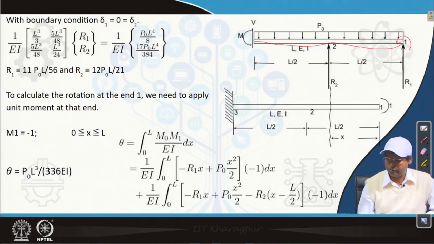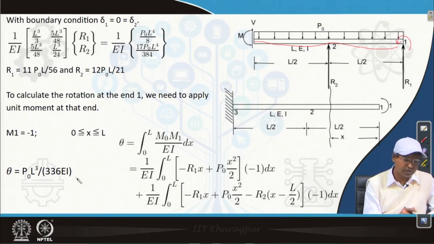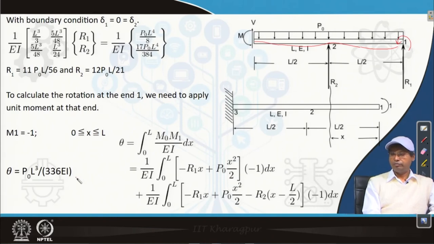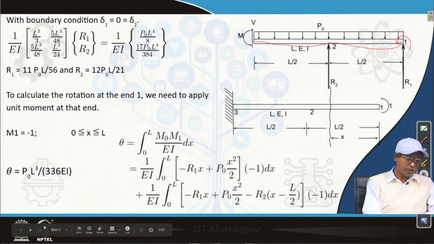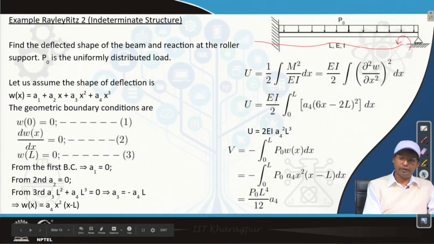For that, we need to apply a unit moment as it is shown here, and for that moment similarly it is minus 1 for unit moment, and we put those values and find out the integration, and we get the solution theta equals P0 L cubed divided by 336 EI. So, it is a quite easy way to find out deflections for determinate and indeterminate structures, the unit load method. You can easily learn that well and apply it for further problem solving. Let us move forward to the next example.